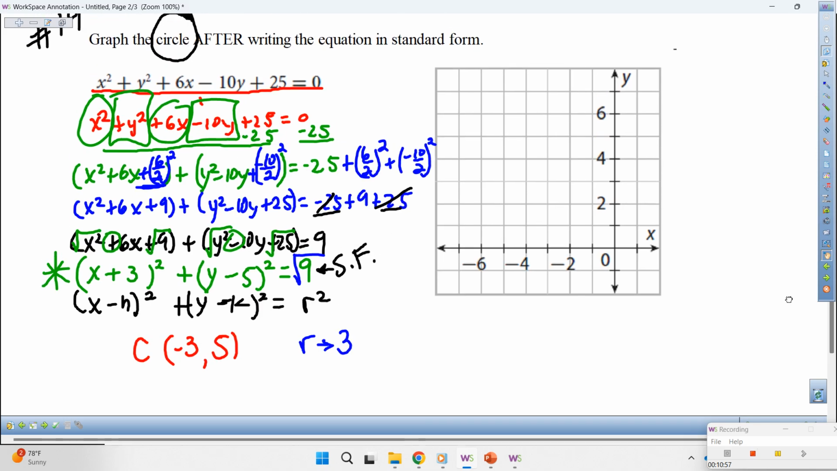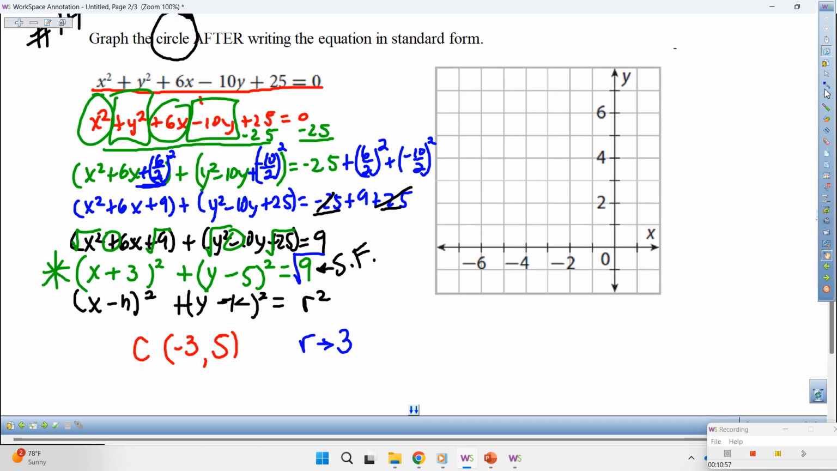All right. Graph it on the side, please. Create your little coordinate plane. I'm going to graph that at negative 3, 5. Radius is 3, so 3 up. Place a point. 3 to the right, 3 down, and 3 to the left. And that's our circle in standard form. Here's our equation in standard form, and that's a circle for that.